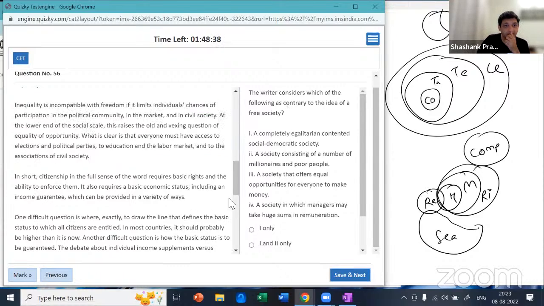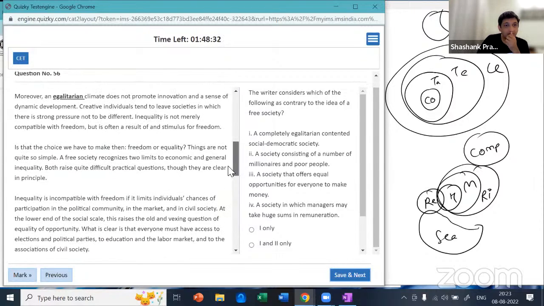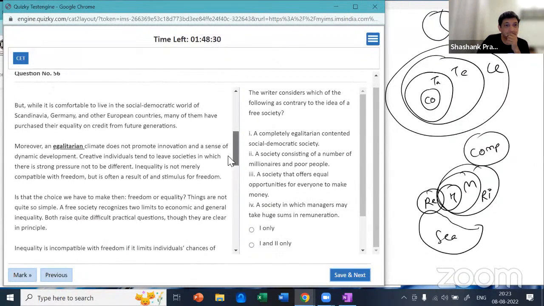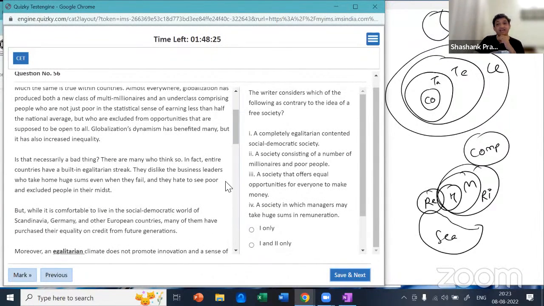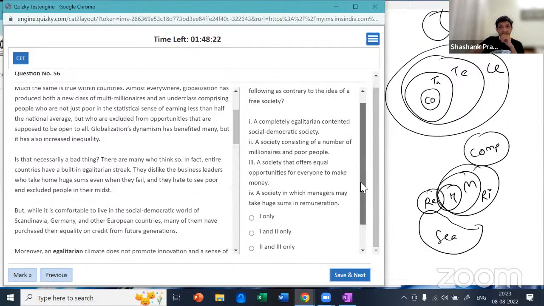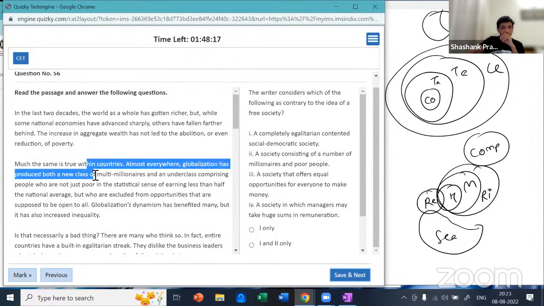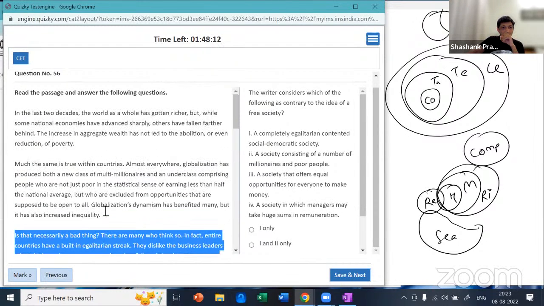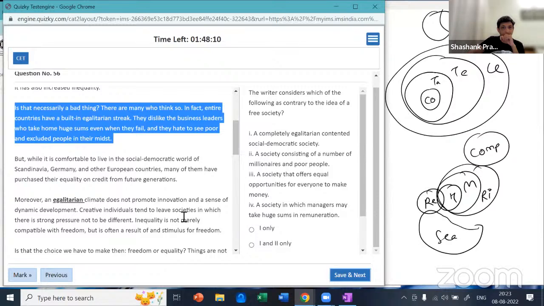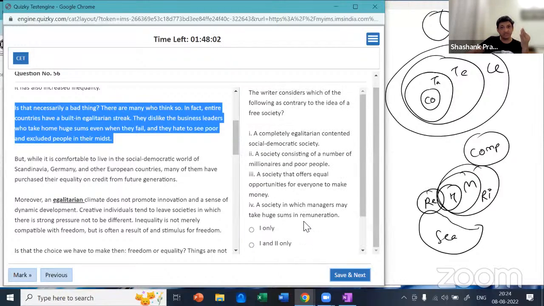Contrary to the idea of a free society. Okay, completely egalitarian, contented, social, democratic society. Society of millionaires and poor people. Equal opportunities for everyone to make money. Yeah, 3 I think is fine. So first options are out. 2 and 3 or 3 and 4.